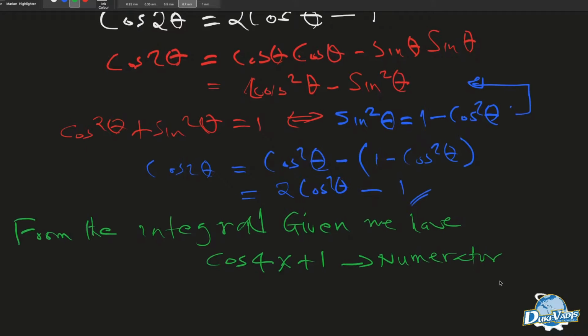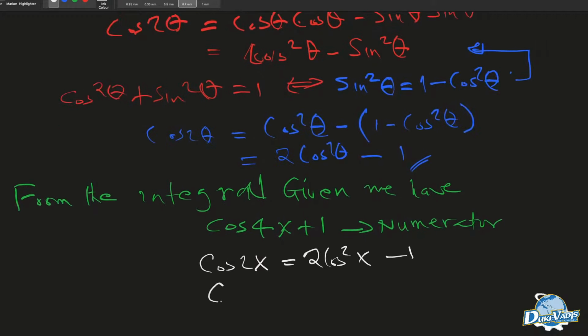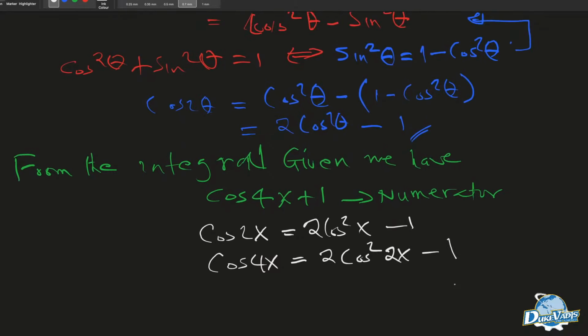So then, since cos 2 theta, I say cos 2x gives 2 cos squared x minus 1. Then I can say that cos 4x will give me 2 cos squared 2x minus 1. So then we can substitute this into the equation. So let's see the best way we can do that.